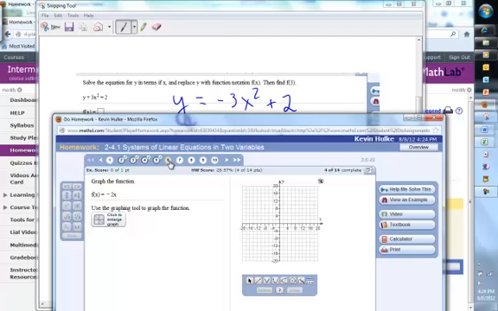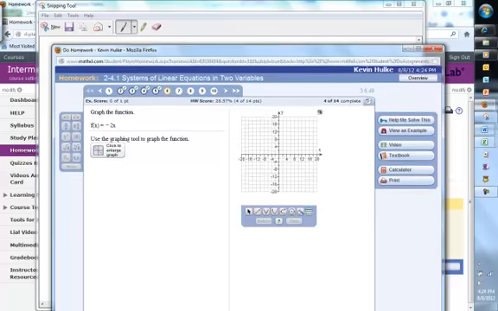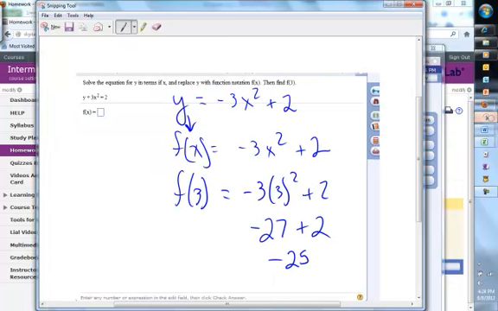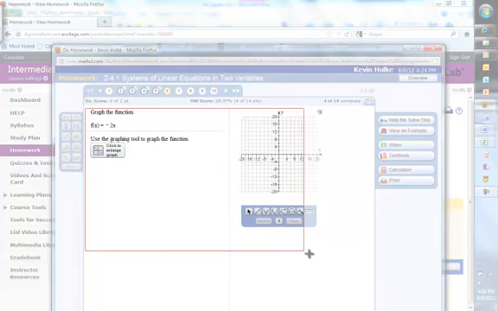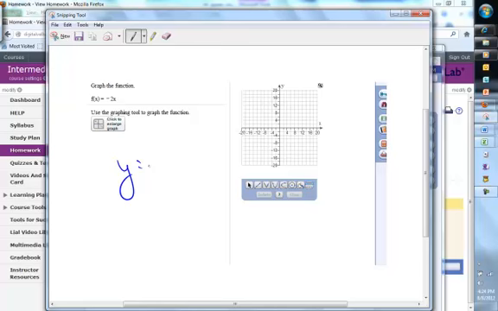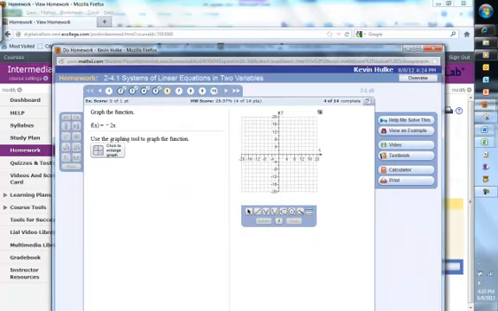Number 6, graph f of x equals negative 2x, or in other words, y is negative 2x. Y equals negative 2x, just think plus 0. So our intercept is 0, and from there go down 2, forward 1. So 0, 0. And from there go down 2, forward 1.